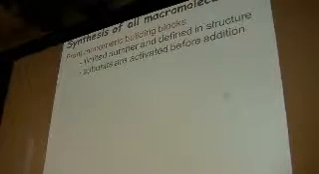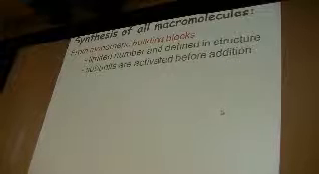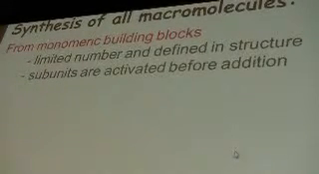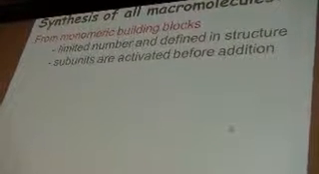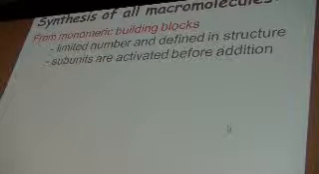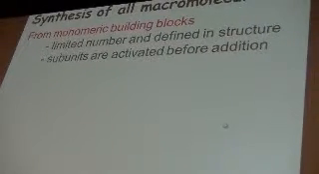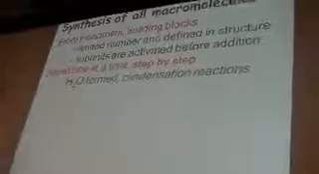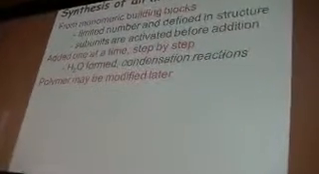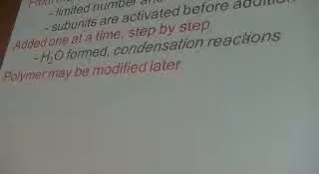Okay. Right. So, summarizing for all macromolecules, we have monomeric building blocks, and that means that there's a limited number of defined structures that are possible. The possible structures by proteins are limited by the fact that we have no more than 20 amino acids to choose from. Plenty, by the way. The subunits are activated before addition by coupling them to a carrier, typically something that's derived of a ribonucleotide. Okay. They're added one at a time, step by step. In the overall process, water is formed, therefore we speak of condensation reactions. You should remember that. And polymers can be modified after the subunits have been added together.